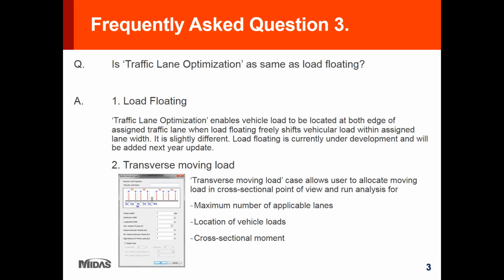I don't know how many of you have seen this feature in the moving load code, but the Transverse moving load code allows the user to allocate moving load from a cross-sectional point of view and run analysis for the maximum number of applicable lanes, the location of vehicle loads, and cross-sectional moments.